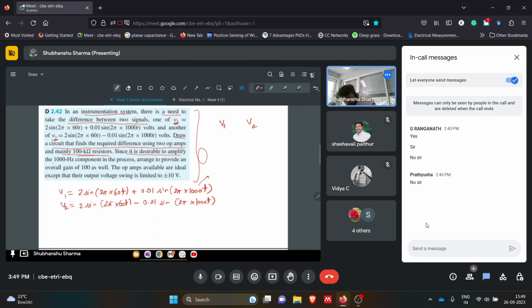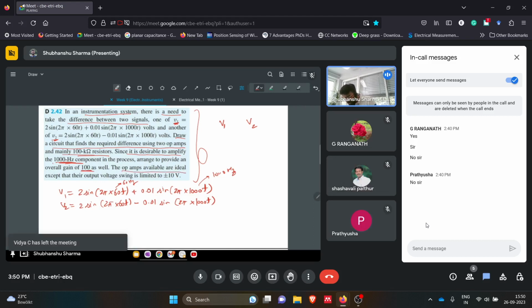One is 1000 hertz, another one is 60 hertz. Anyone can easily say that. Same for the V2 signal. Now they are saying they only need this 1000 hertz component, and the amplification should be around 100. The op amps available are ideal, except that their output voltage swing is limited to plus minus 10 volts. That means their output voltage is limited to plus minus 10 volts.